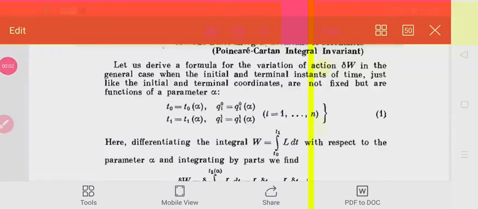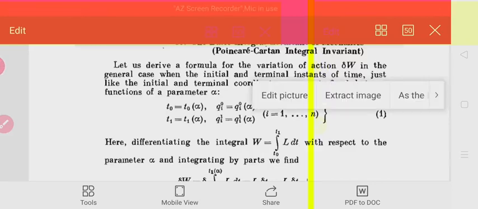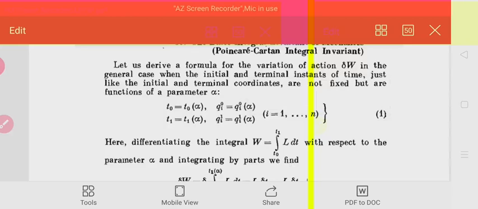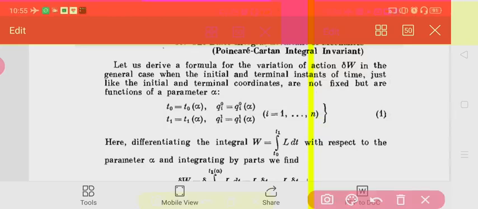Hello students, in the last video lectures we talked about the Hamilton principle and the second form of the Hamilton principle. Today we will talk about the Poincare-Cartan integral invariant. So here we will derive the formula for the variation of the action W in the general case.